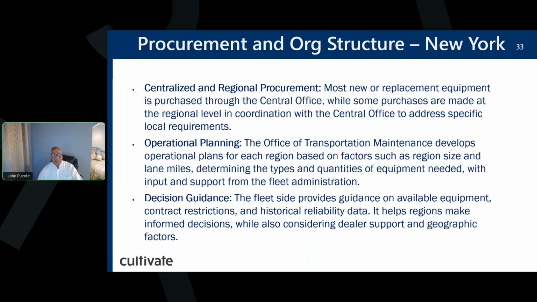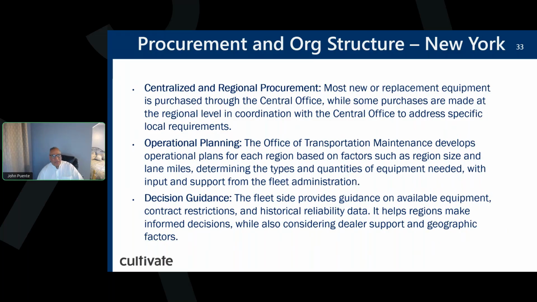New York, again, has both a centralized and a regional procurement process. Most of the purchases come from central office, and some come from the regions, which are meant to address very specific needs. But they said that 90% of the budget and the purchasing is done through a central office.